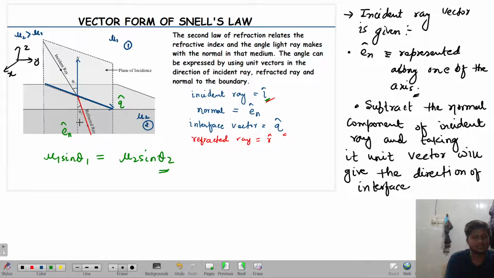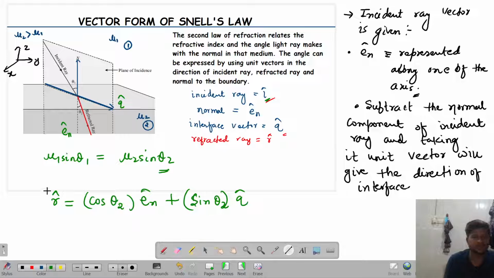As you get the value of theta 2, we can form the refracted ray equation. What will be that refracted ray equation? Can I say that the refracted ray equation will be cos of theta 2 into n cap plus sine of theta 2 into q cap? Can I say that the refracted ray equation will be like this way? Everyone, are you satisfied with this or not?